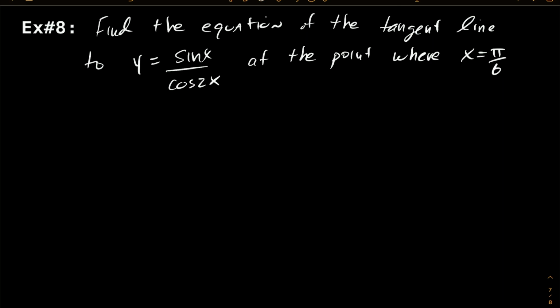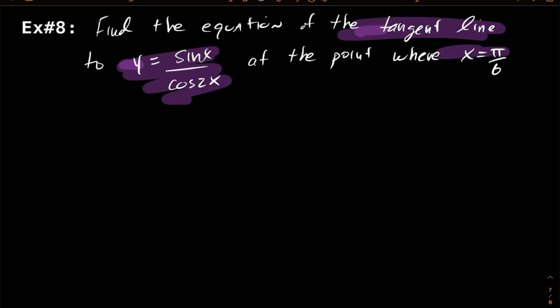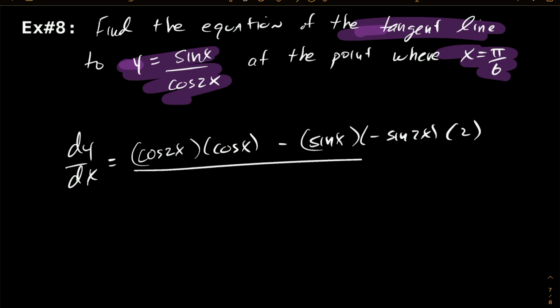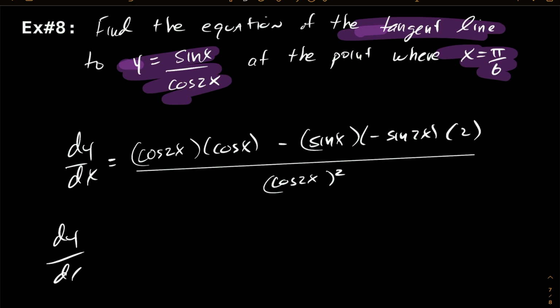Moving along here, we want to find the equation of the tangent line to this curve at this point. So in this case here, we're going to find our derivative. Notice here to take our derivative, we're going to use the quotient rule. So it's going to be the bottom times the derivative of the top, which is cos of x, minus your top times the derivative of the bottom, which is negative sine of 2x times 2. Again, the derivative of cos of 2x is negative sine of 2x times the derivative of the inside, which is 2. Take that entire expression and divide it by the bottom squared.